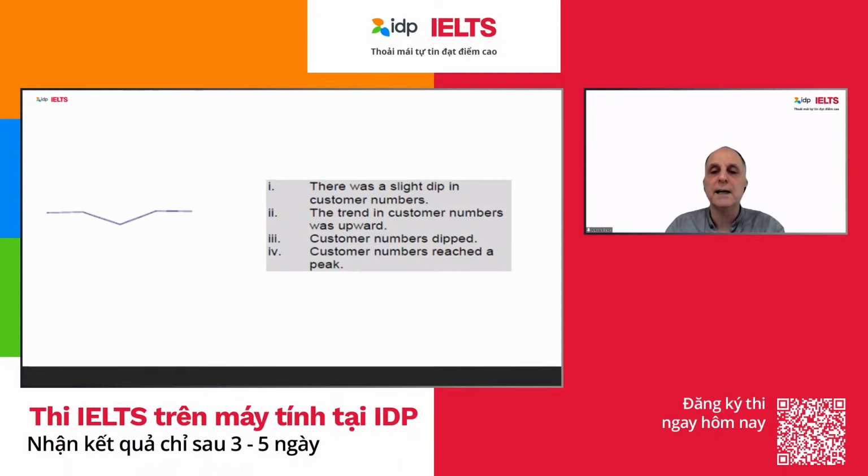Yeah, so 1 and 3. But once again, we've got the adjective on here, a slight dip. So obviously this is a lot better. Yeah. So customer numbers dipped is fine, but number 1 is better for that.